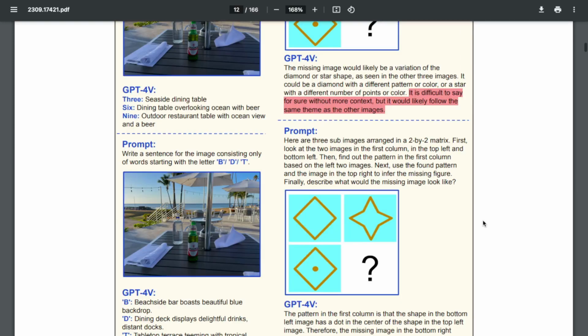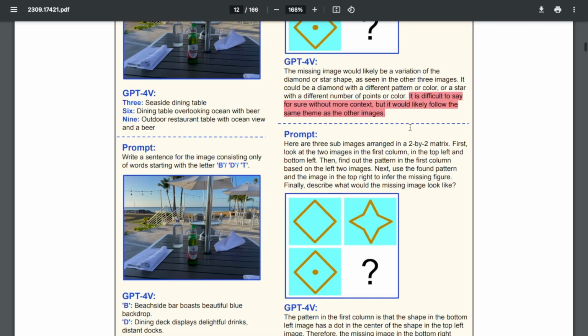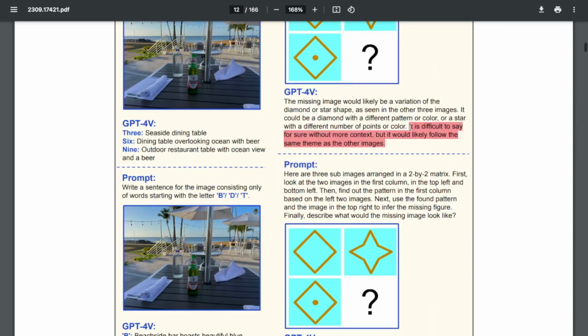So another kind of prompt that might help it is going into more detail. Here are 3 sub-images arranged in a 2x2 matrix. First, look at the 2 images in the first column in the top left and the bottom left. Then find out the pattern in the first column based on the 2 left images. Next, use the found pattern and the image in the top right to infer the missing figure. Finally, describe what will the missing image look like.